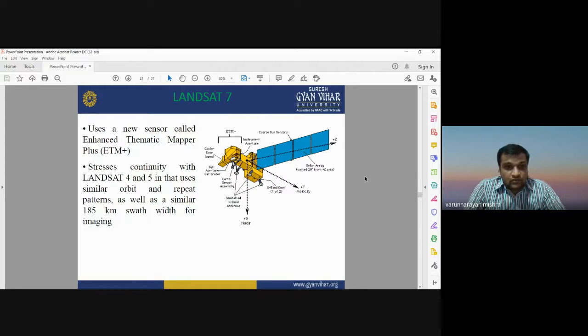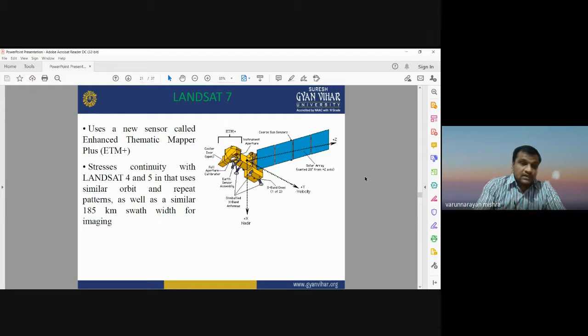Landsat 7 uses a new sensor, that is ETM plus. Initially it had TM, thematic mapper, but after that Landsat 7 was launched with a new sensor called enhanced thematic mapper ETM plus. It stresses the continuity with Landsat 4 and 5, using a similar orbit and repeat pattern as well as a similar swath.